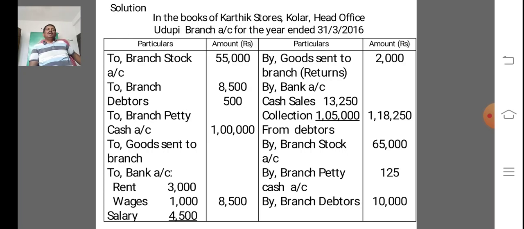debit the goods sent to branch account 1 lakh, debit the bank account rent, wages, salary 3,000, 1,000, 4,500, total 8,500, and credit the closing assets like branch stock account 65,000, branch petty cash 125, branch debtors 10,000.